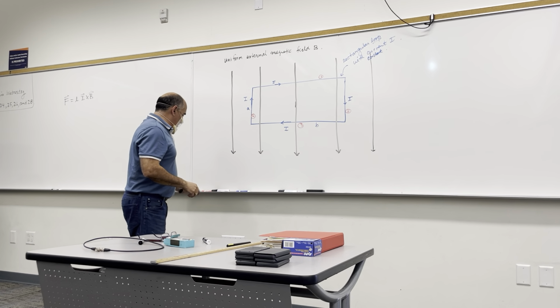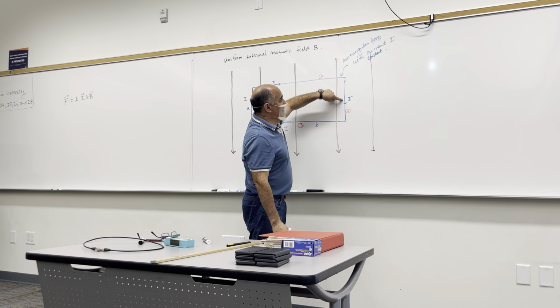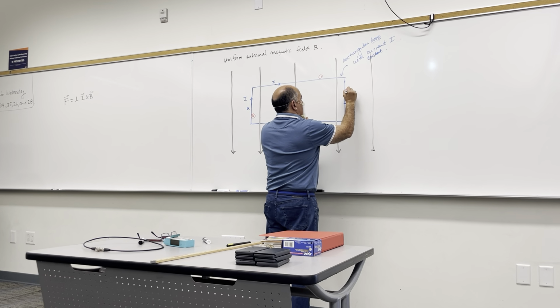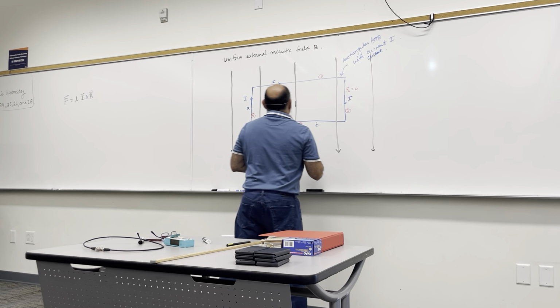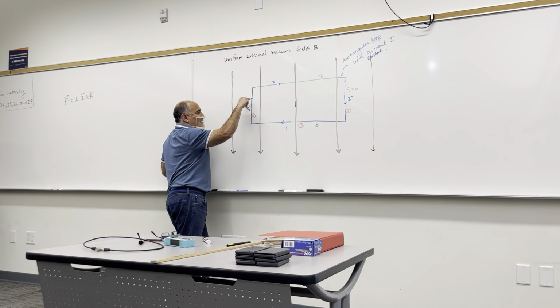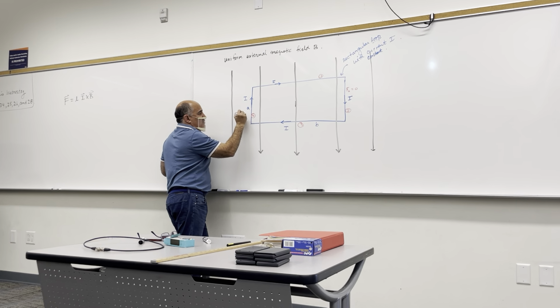So segment number 2 has a current pointing down in the same direction as the magnetic field. The force on it is going to be zero. Segment number 4 has a current going up the board, which is opposite to the magnetic field, which is down the board. So the force on it is going to be zero.